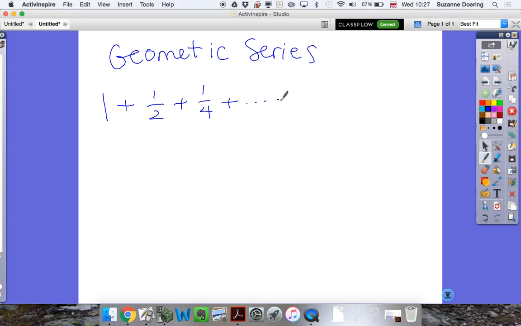So we saw evidence that when we added up 1, a half, a fourth, we ended up with a sum of 2 from that visualizer. This is a geometric series. So the first term is 1. What's the ratio? Do you think that this is always going to work for a geometric series?